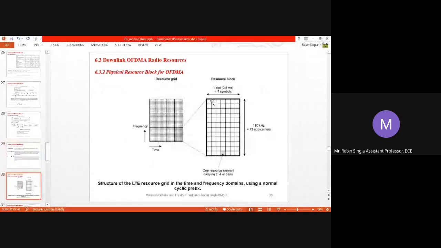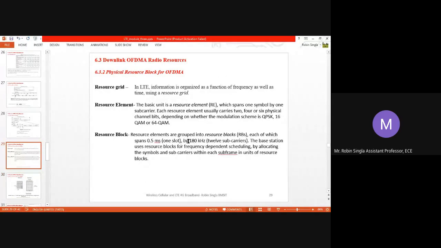So the time span is 0.5 millisecond, which means one time slot, and one by 180 kilohertz. The frequency domain is 180 kilohertz. In case of a 15 kilohertz subcarrier gap, it is 12 subcarriers. So the size is 0.5 millisecond into 180 kilohertz.